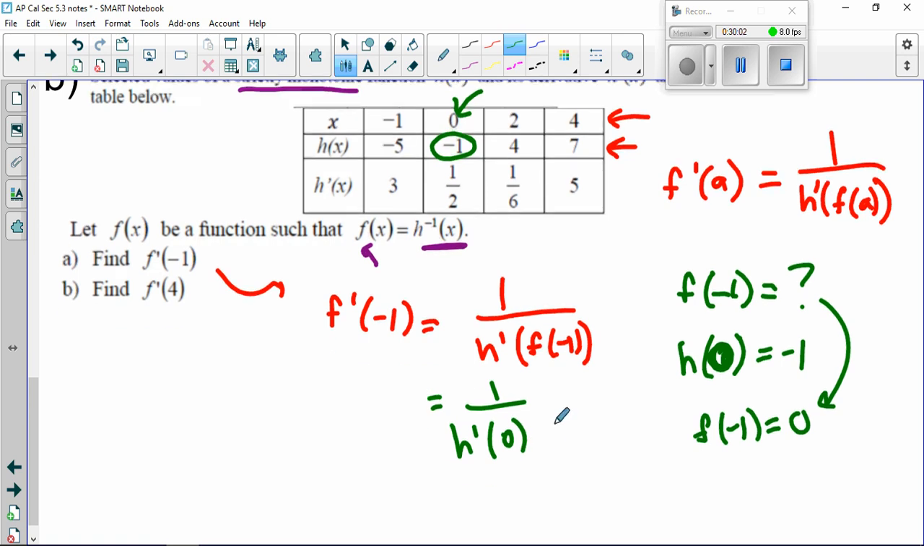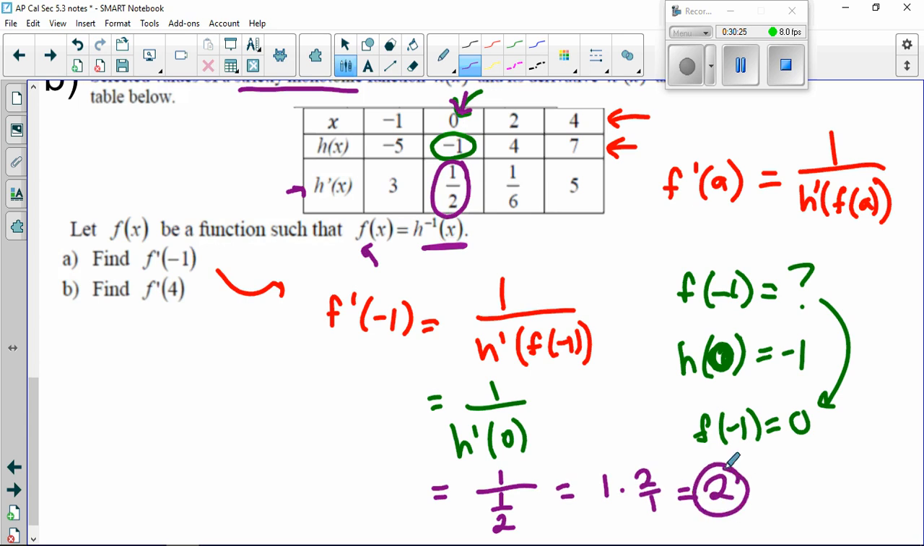And then we can go to our table to get our last value. H prime of 0, well, here's h prime, here's 0, so we need this one. So we have 1 over 1/2. That's a crazy three-layer fraction, so we need to keep change flip. Keep 1, change to multiplication, flip the 1/2. So that's just 2. So our first answer is just 2. And then we do the exact same thing with the second one. Pause the video and see if you can do it on your own.